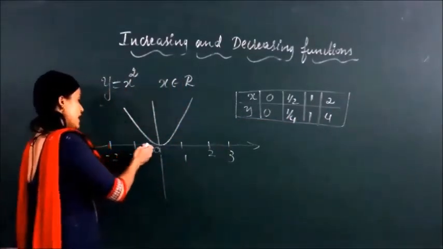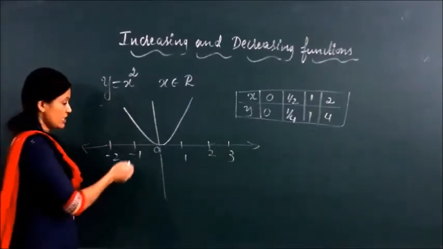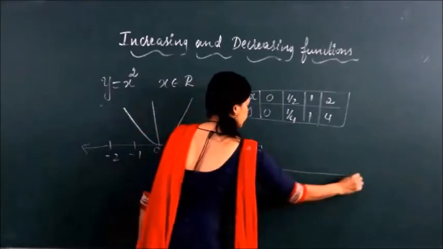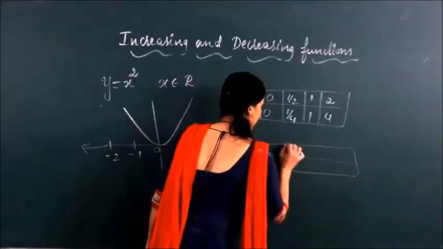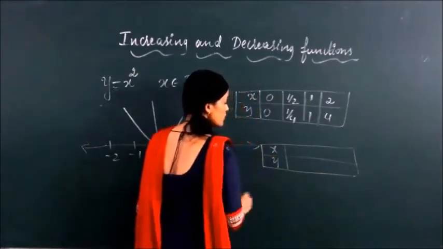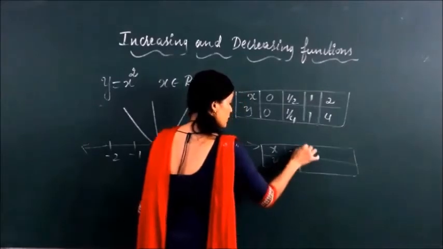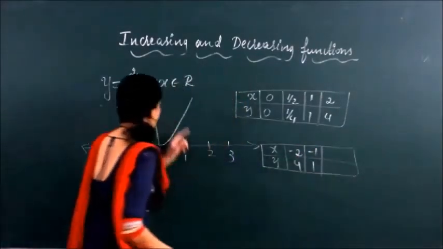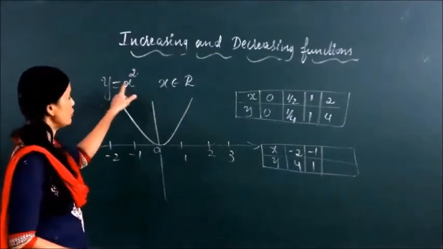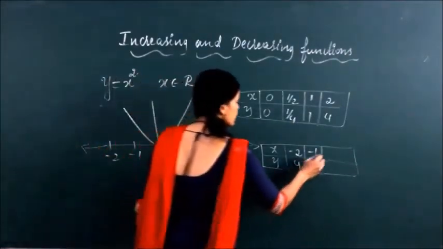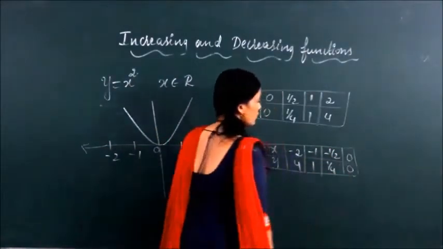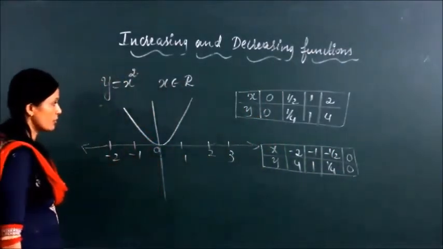Now if I take the values from the other side, that is from the negative side, for the negative real numbers, if I take x as minus 2, you get y as 4. Take x as minus 1, you get y as 1 itself, because here square is there, so the value of y is positive. When x is minus half, it is 1 by 4. When x is 0, y is also 0, right?